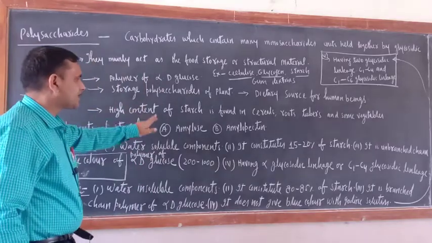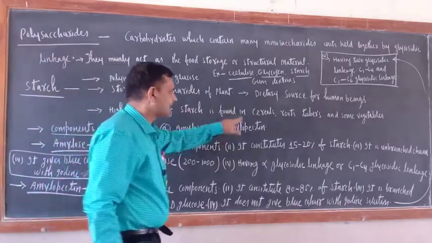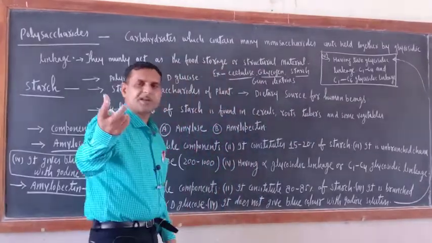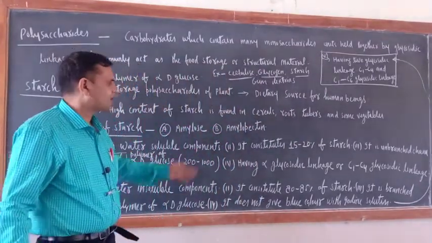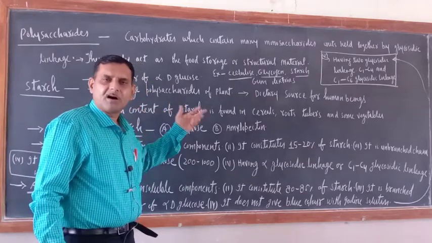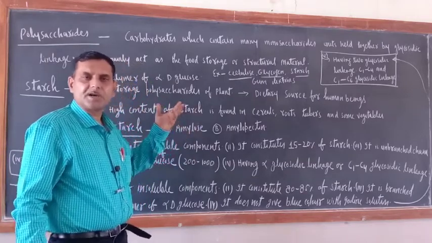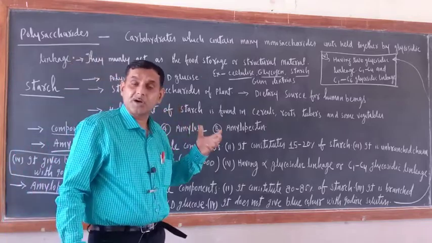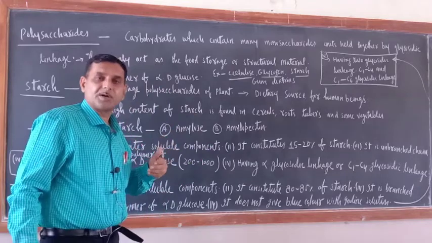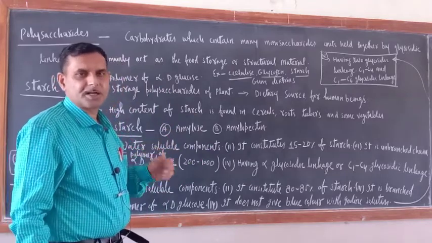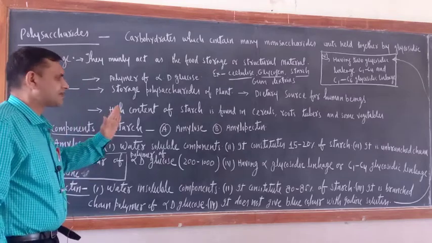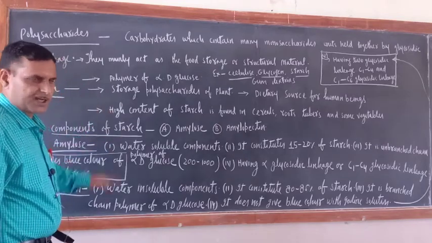High content of starch is found in cereals, roots, tubers and some vegetables. Many tubers we are eating, many roots we are eating, many cereals we are eating, all containing sufficient quantity of starch. Potato, you might have heard. What is there in potato? Starch is only there. So high content of starch is found in these materials.